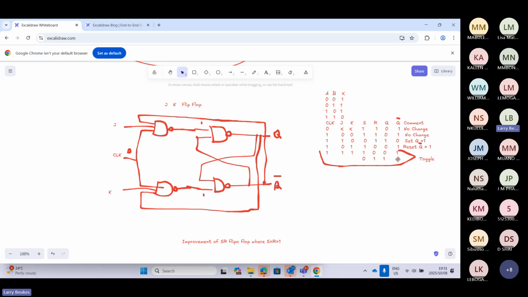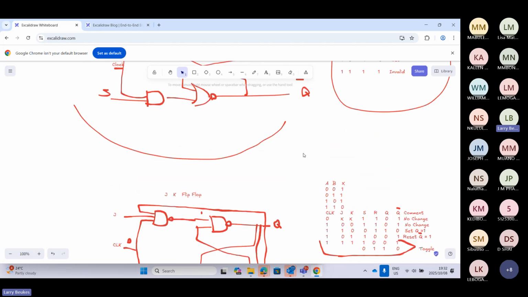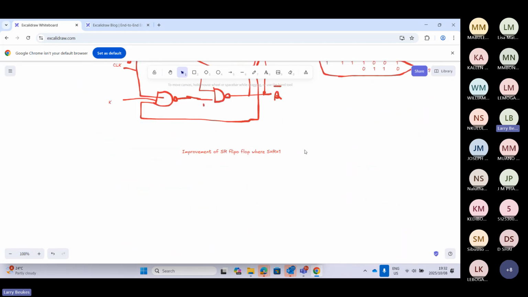Then if J and K are different, the output Q takes the value of J at the clock edge. So this is what I explained here. If J and K are different, it takes the value of J. Look at this. Here J was 1, it took 1. J and K are different, Q is 1. This is our output. Here J was 0, Q is 0, right? It just takes that. So this is basically your JK flip-flop.